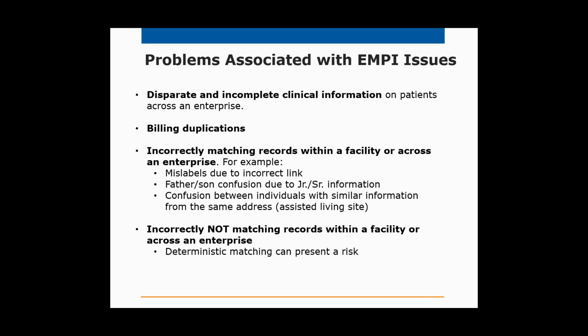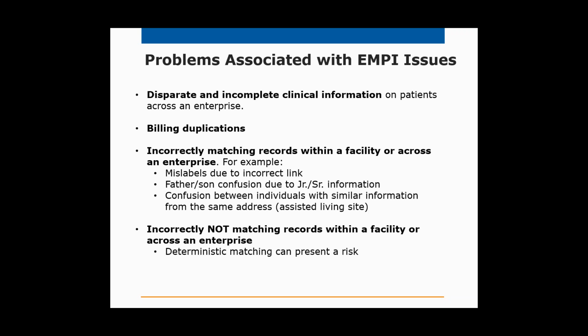We're going to talk a little bit more about father-son, confusion due to junior-senior. I have that happen in my family, and you think about all the mail that they get that's incorrect. Well, the same thing is happening in a medical record. As we become more electronic, it's a bigger issue. And just confusion between individuals with similar information or from the same address. So we talked about that with the extended care facility.